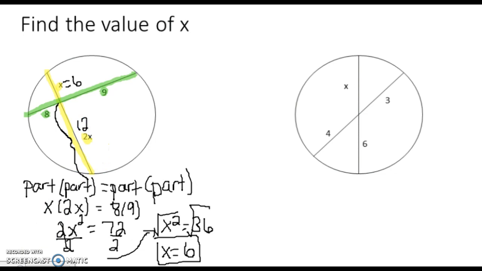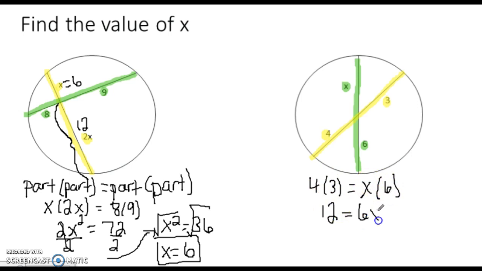Take a minute and try to set up this equation. Pause the video and set this one up. When I set it up, I got 4 times 3 equals x times 6. It doesn't matter if you have x times 6 first or 4 times 3 first. It's going to solve the same way. From here, we would multiply. 4 times 3 is 12, x times 6 is 6x. You could divide each side by 6, and x would equal 2.